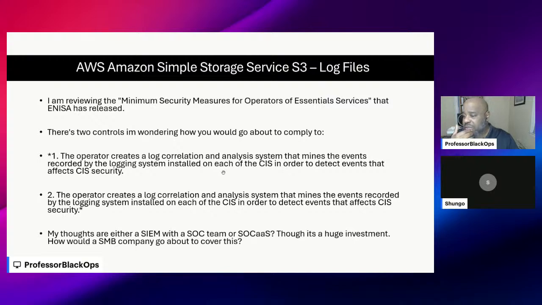And I've never looked at this particular compliance check, the ENISA. I'm reviewing the minimum security measures for operators of essential services. That's what I'm calling the insights release. There are two controls I'm wondering how you would go about complying with. The first one is the operator creates a log creation and analysis system that mines the events recorded by the logging system installed in each of the CIS in order to detect the events. The second one is pretty much the same thing.